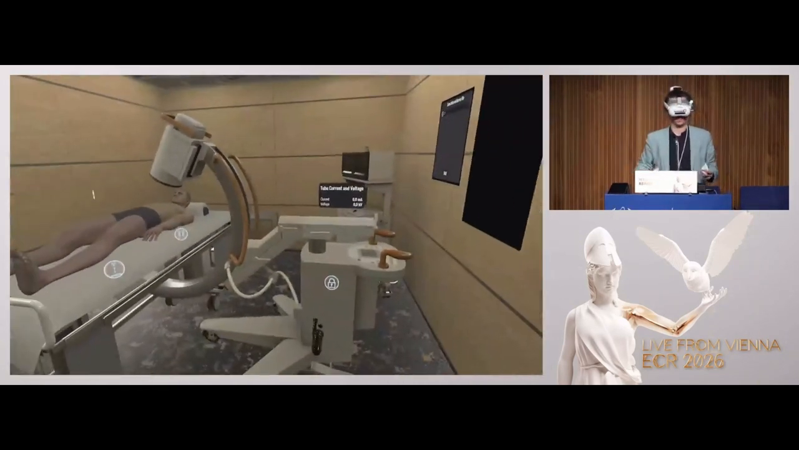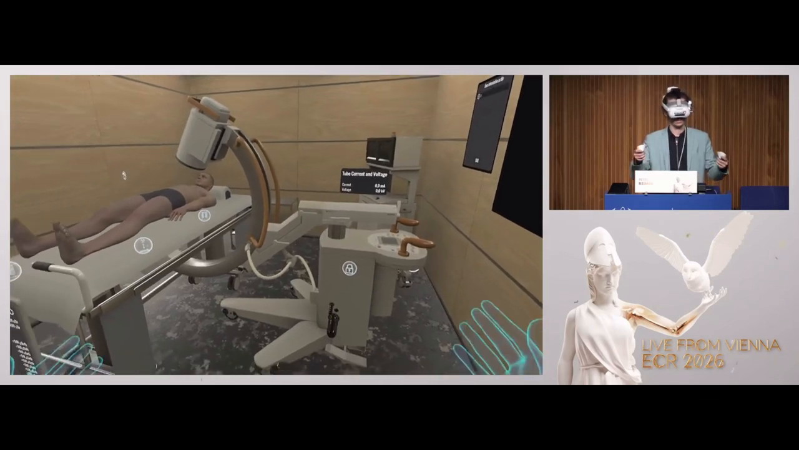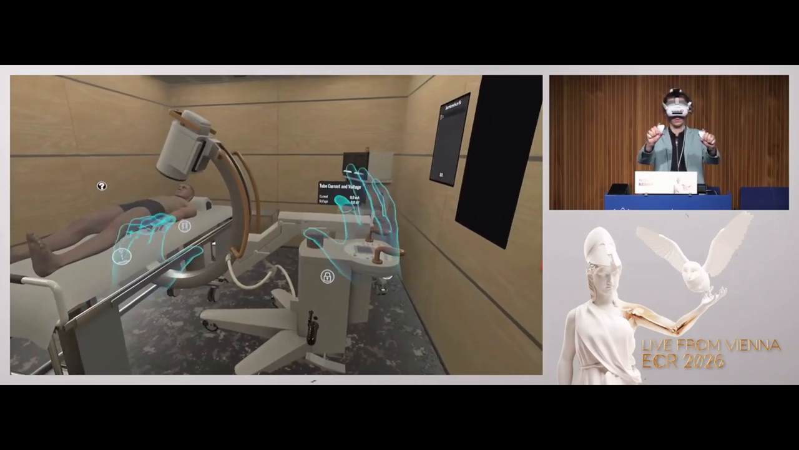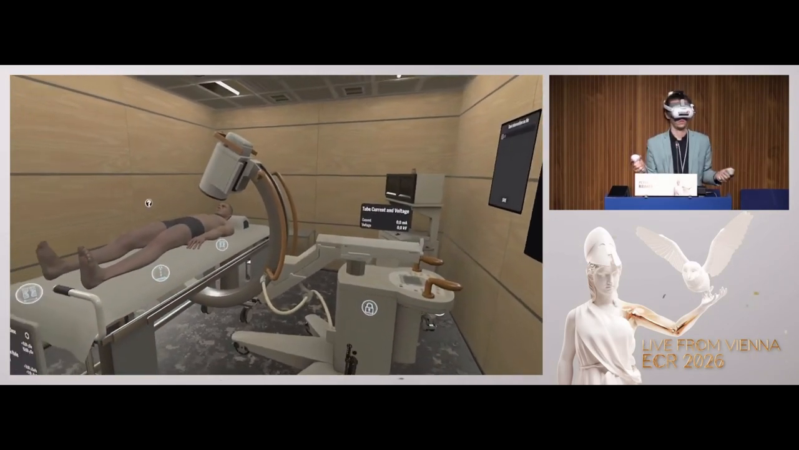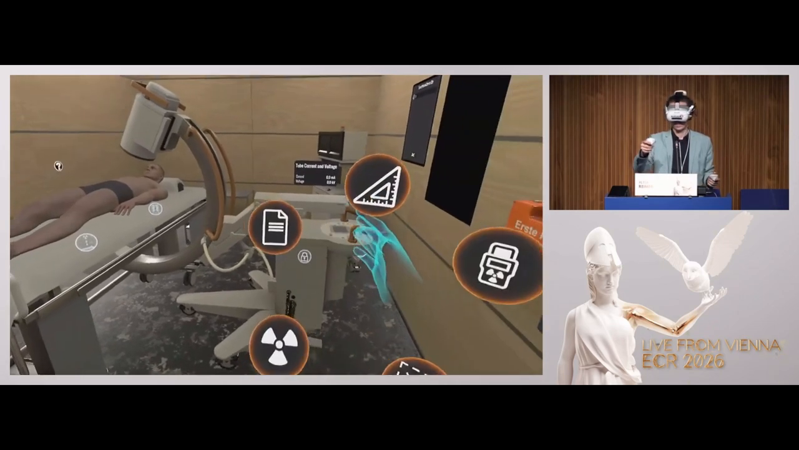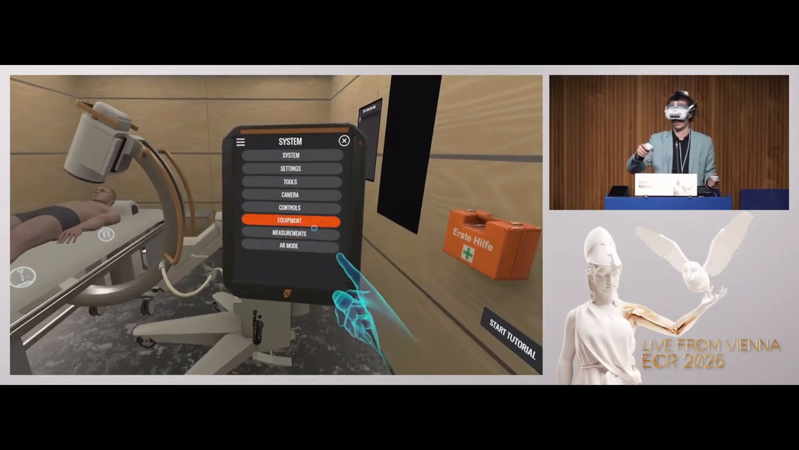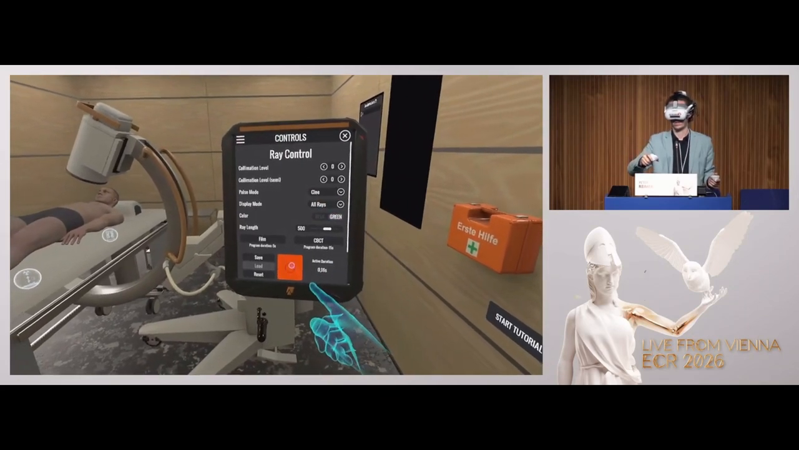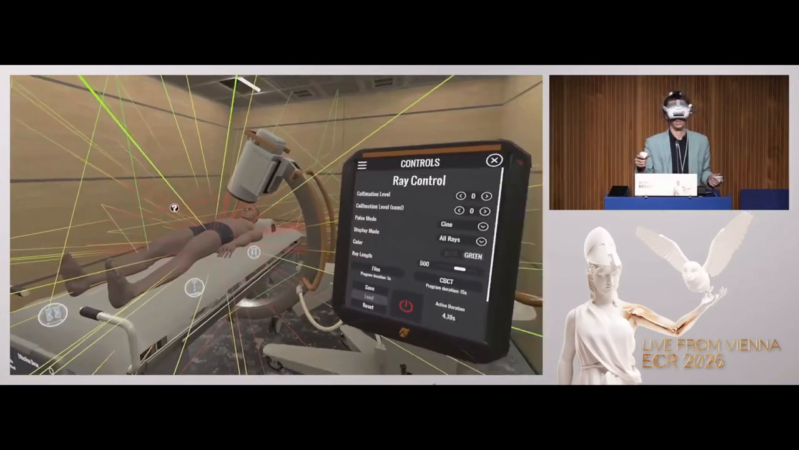All right, so as you can see, I am in the virtual room now, so I see the C-arm in front of me. You can see I have my 2 hands here, and I can interact with the virtual environment as I would with the real one. Let's start by getting our menu in and start the radiation. You can already see that the radiation starts.